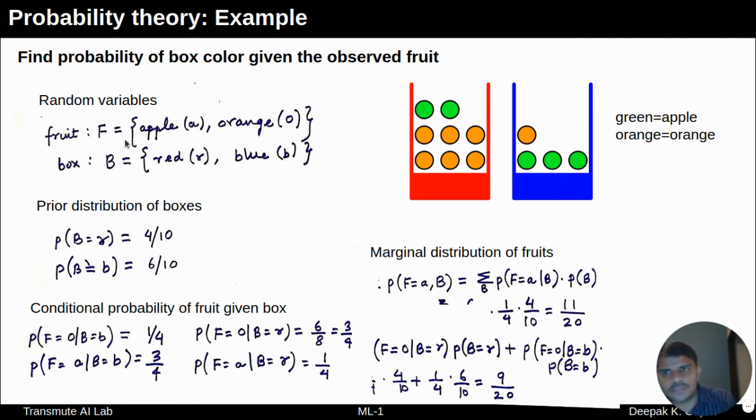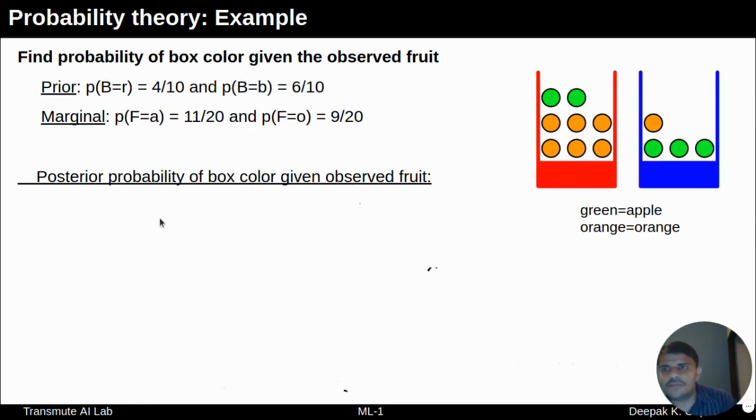So now we know the random variables, we know the prior distribution of the boxes, we know the conditional probabilities, and we know the marginal probabilities. Putting all this information in a more organized manner here, we have the prior probabilities and the marginal probabilities. This is the information that we have. What we wanted to compute was the probability of box color given the observed fruit. That we refer to as the posterior probability of box color given the observed fruit. So now you see the posterior term.